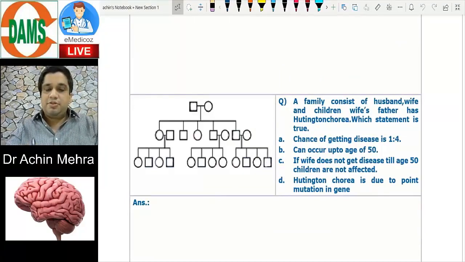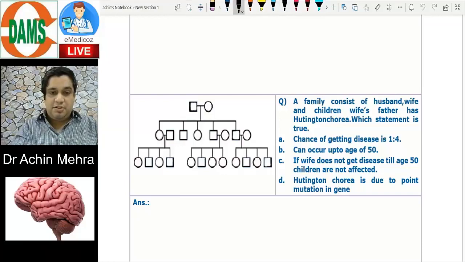Now let's look into this one. A family consists of a husband, wife and children. The wife's father has Huntington's chorea, right? Now the family consists of husband, wife and children, and the wife's father is suffering from Huntington's chorea. Which of the following statements is true about the case?